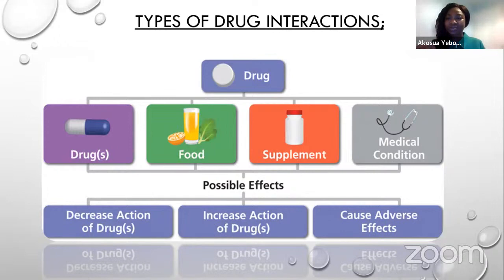If you take an iron, as a food supplement and as a drug, what it would do is it would rather decrease the activity of the antacid.